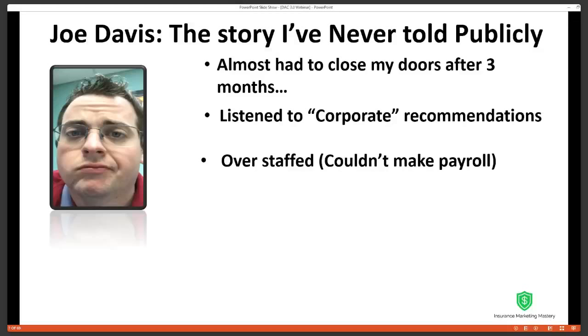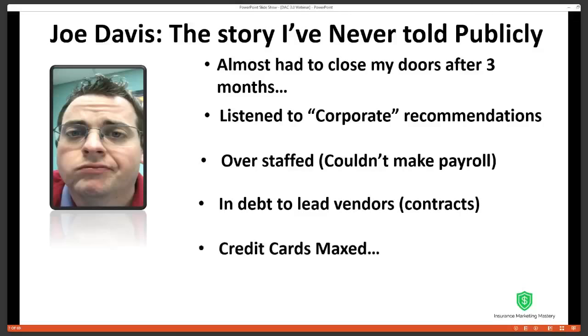But if you can't make payroll, and a lot of people haven't been there, and that's awesome, I hope you never go through that. That's a humbling experience. And it came to that. That was the reality. But it's because I was overstaffed and I was in debt to lead vendors because I had these big, long contracts. And it was scary. It was really, really scary. All my credit cards were maxed, except for one.